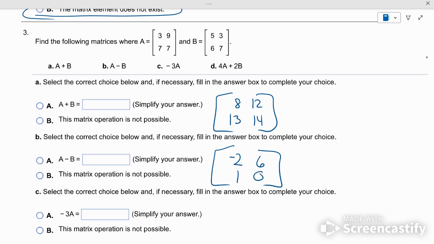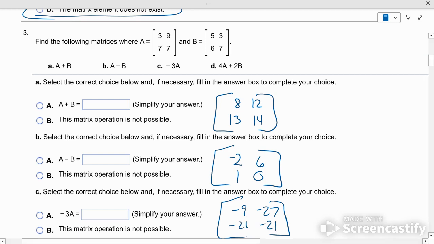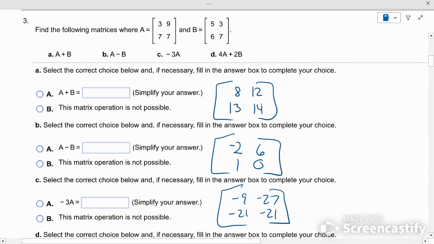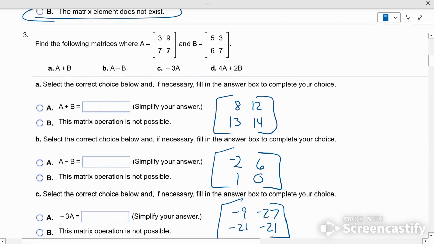We can multiply negative 3 times A. Just take negative 3 times each of the numbers. Negative 9, negative 27, negative 21, negative 21. And then I could take 4A times 2B.